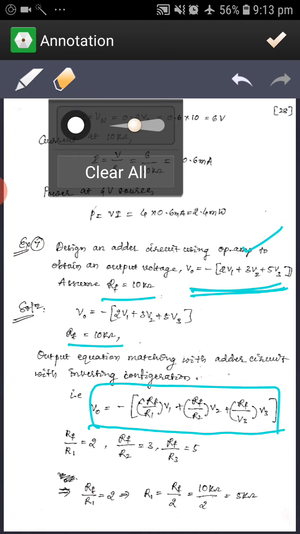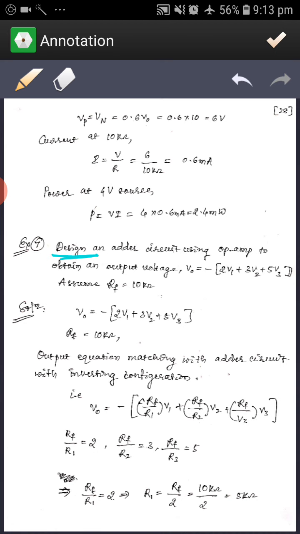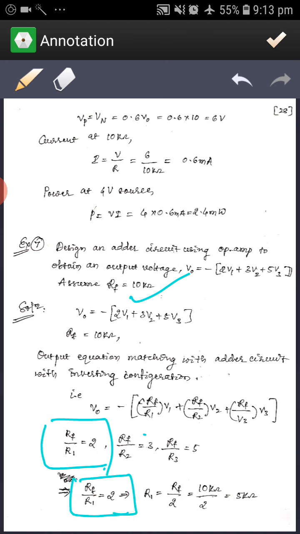Here they asked for design. Design in the sense that whatever the circuit we have, we need to calculate the values of resistances R1, R2, R3 and RF. RF is given, we need to calculate R1, R2, R3. By looking at the given data, RF by R1 is equal to 2, RF by R2 is equal to 3 and RF by R3 is equal to 5. If RF by R1 is equal to 2, then R1 is equal to RF by 2. We know that RF is 10k, so 10k by 2 will become 5 kilo ohm.